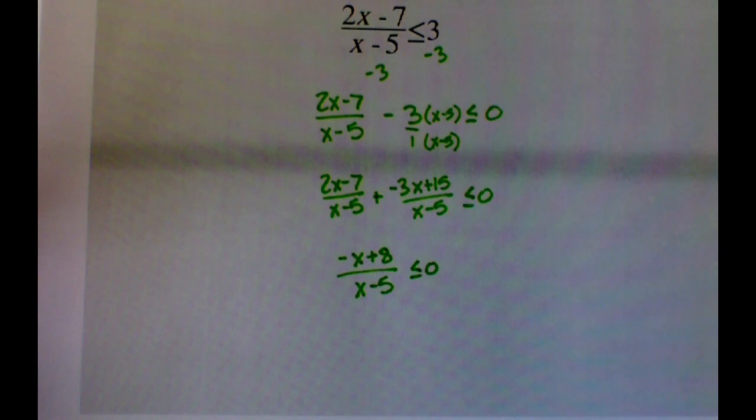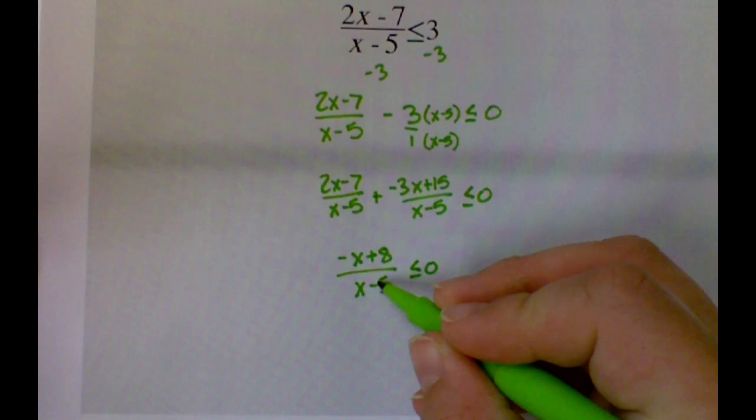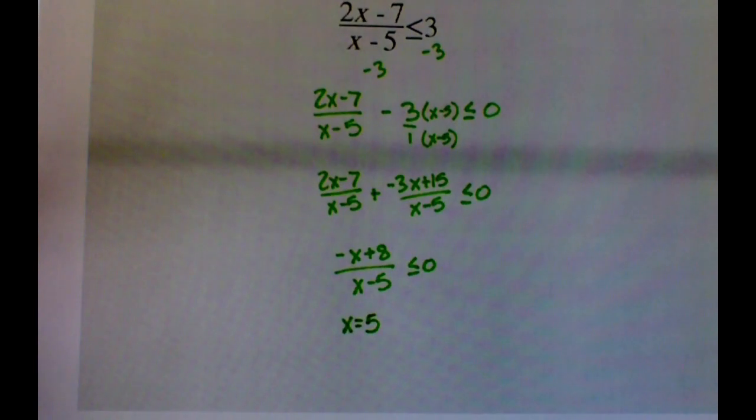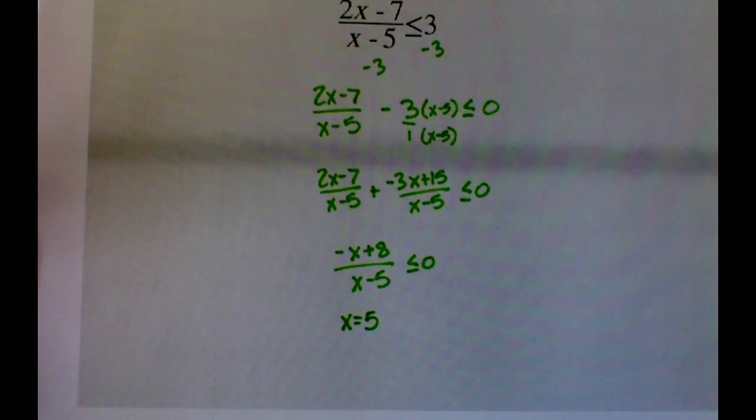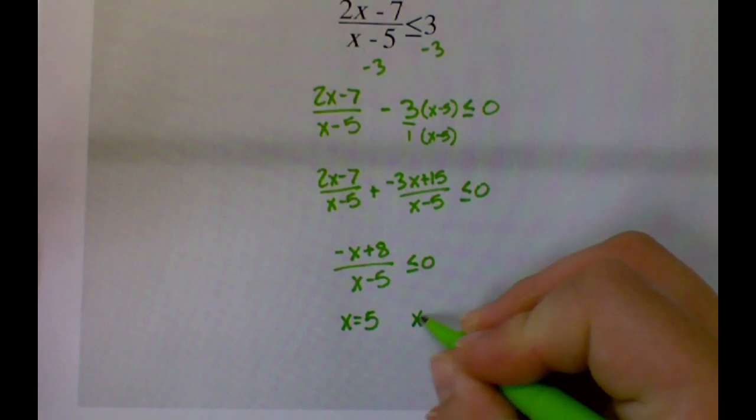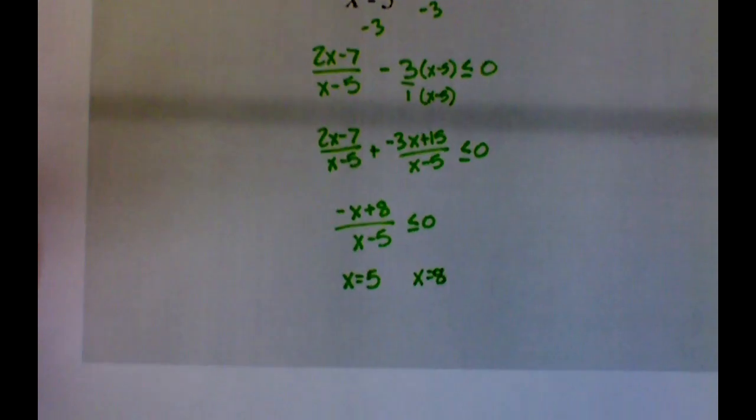Now we need two things here. We need what makes this undefined. Well, what makes the denominator 0? That's 5. X can't be 5. That is definitely one of our key numbers. The other piece is what makes the numerator 0. Well, that's x equals 8. That is my other key number.